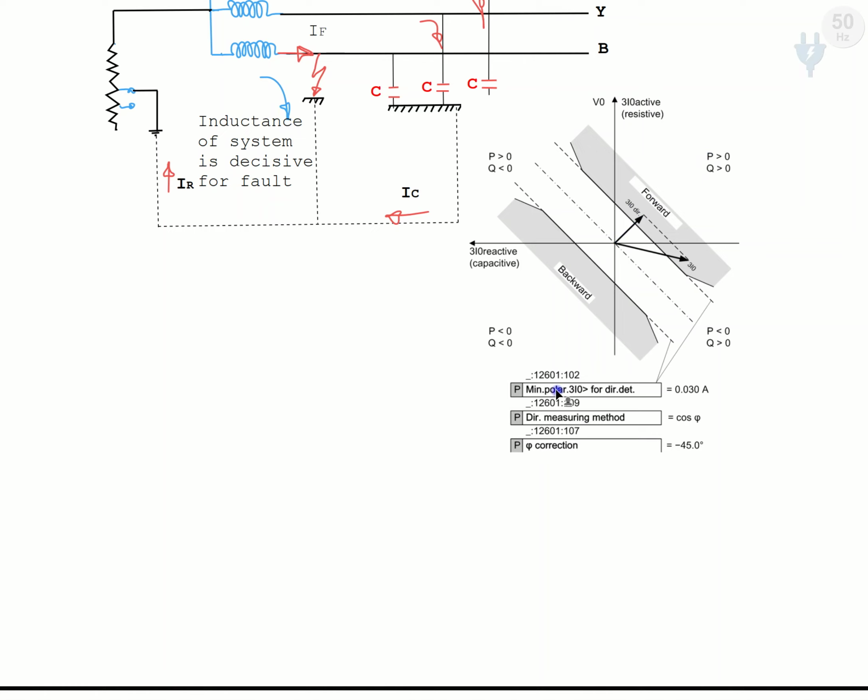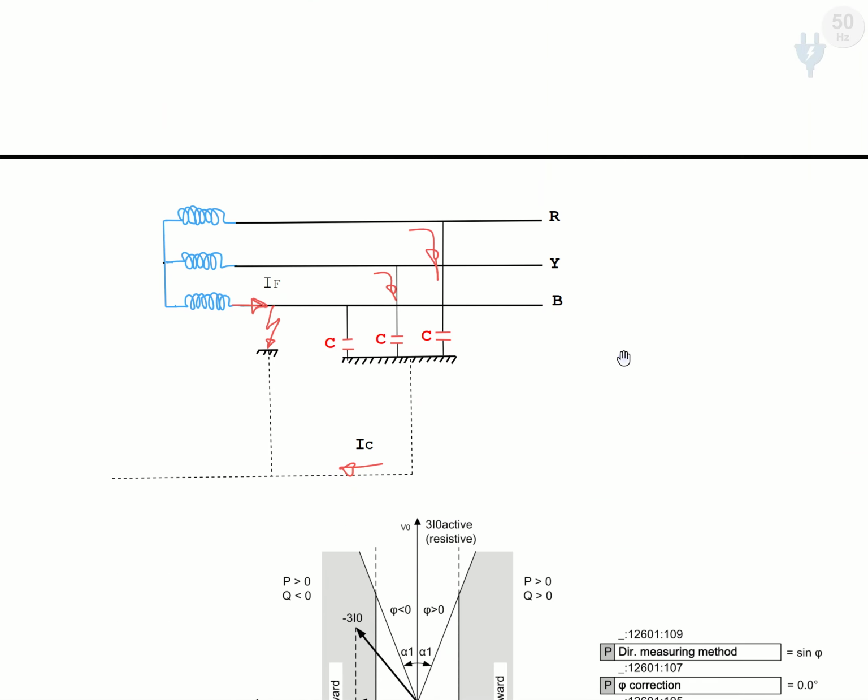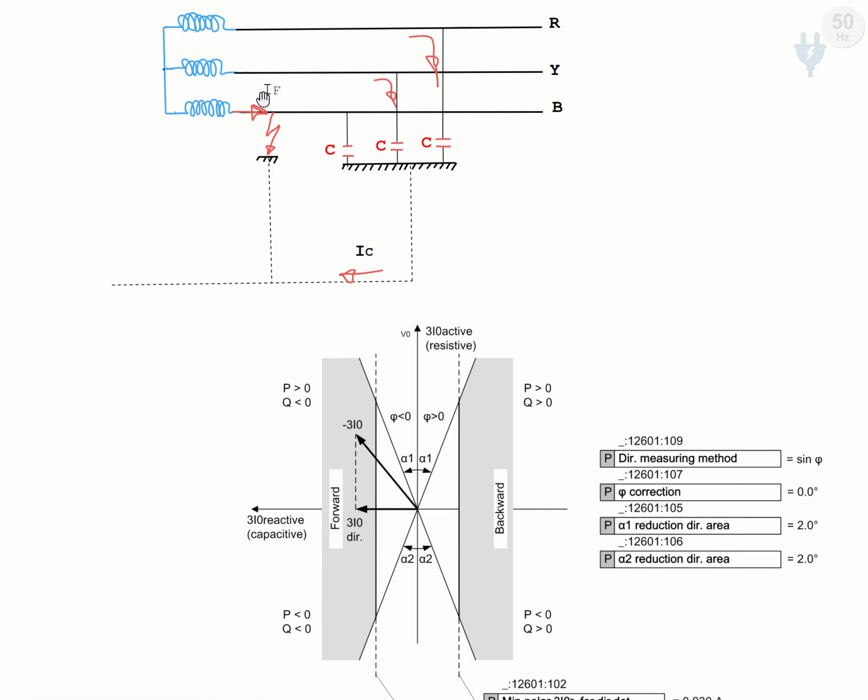axis becomes more achievable. And in the systems which is not grounded and isolated system, we said that we use the sine method and we do not tilt our symmetrical axis. This is the forward and this side is the reverse direction.